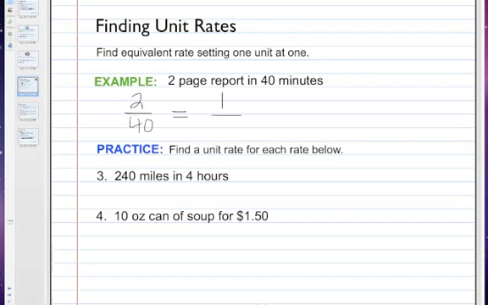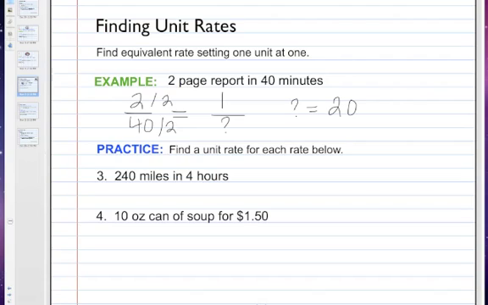So I can set up the equivalency much like we did in the ratios lesson. 2 is to 40 as 1 is to some number. Now I can look at this by finding out what can I do to this 2 to make it a 1. Well, I can divide it by 2. I can then apply that same thing to the 40 and I can find that I can write a 1-page report in 20 minutes. That's my unit rate.